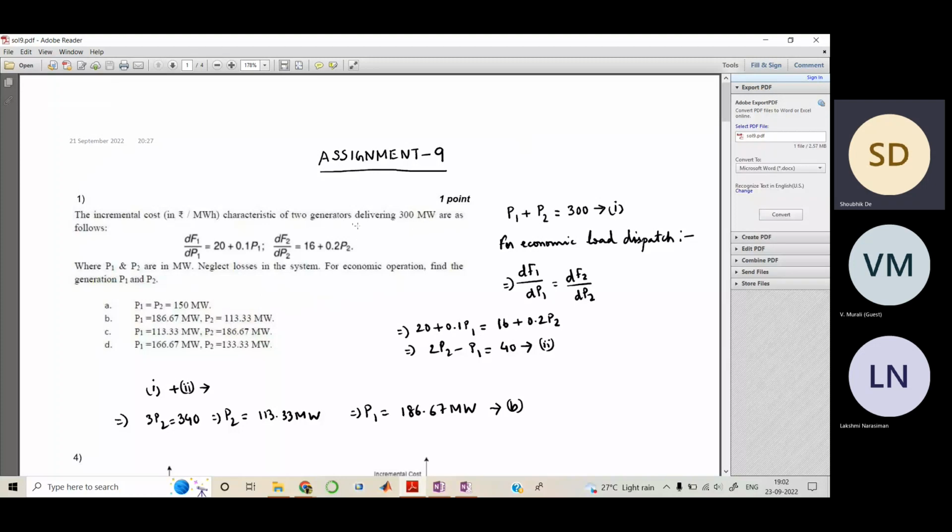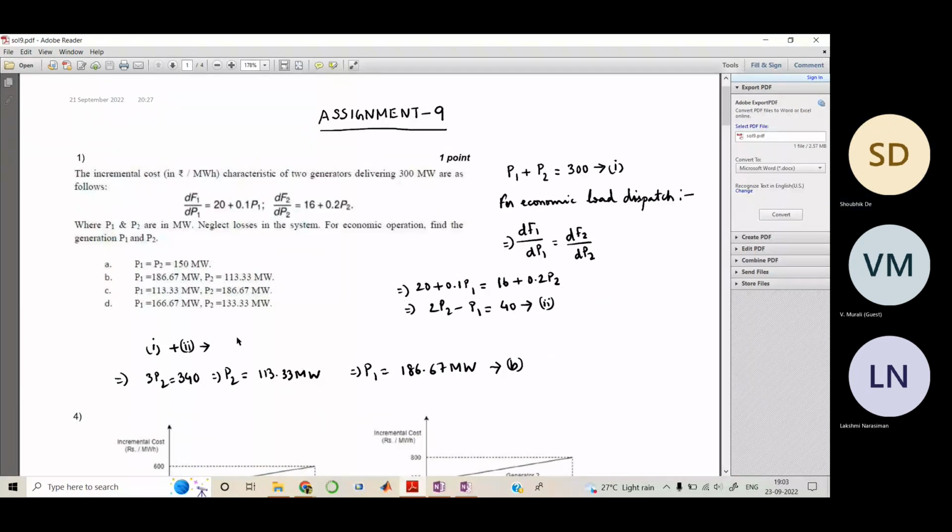This problem is pretty simple. P1 plus P2 would be 300 megawatt, because the two generators are delivering a total of 300 megawatt. And for economic load dispatch, we know that df1/dp1 equals df2/dp2. So if we compare the two equations, we get the values of P1 and P2. So this would be your option number B. This was the first problem.